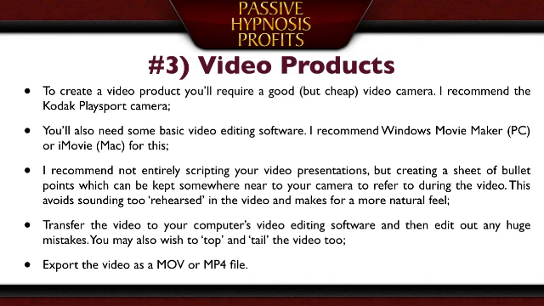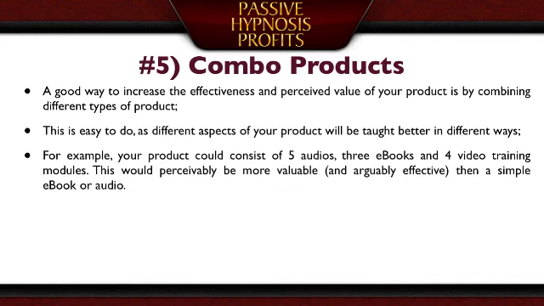So that's it for video products. We've now talked about ebooks, audio products, and video products, which brings us to the final section, number 4, which is combo products. What I'm talking about here is combining different types of products. Basically, I am referring to making a product which is a package of everything we've talked about: audio, videos, ebooks, all mixed into one product.